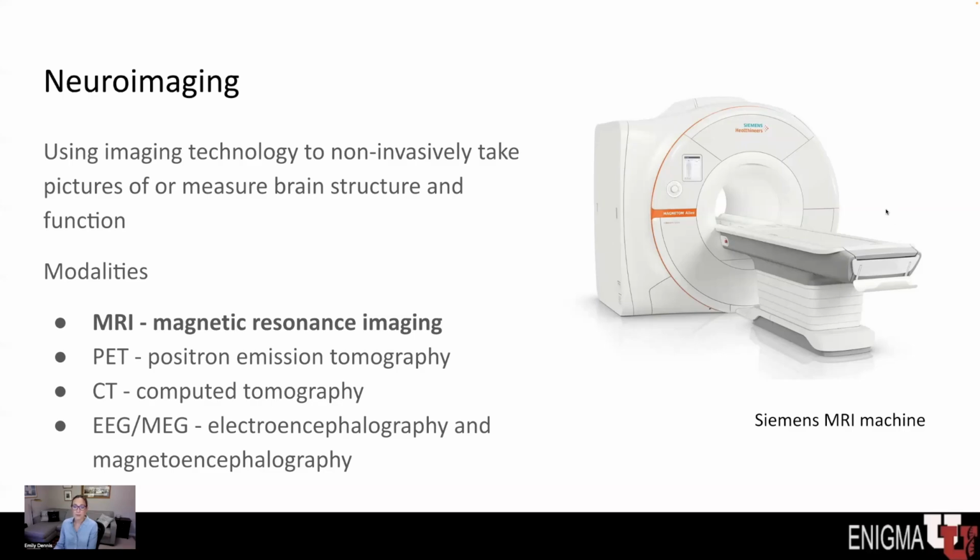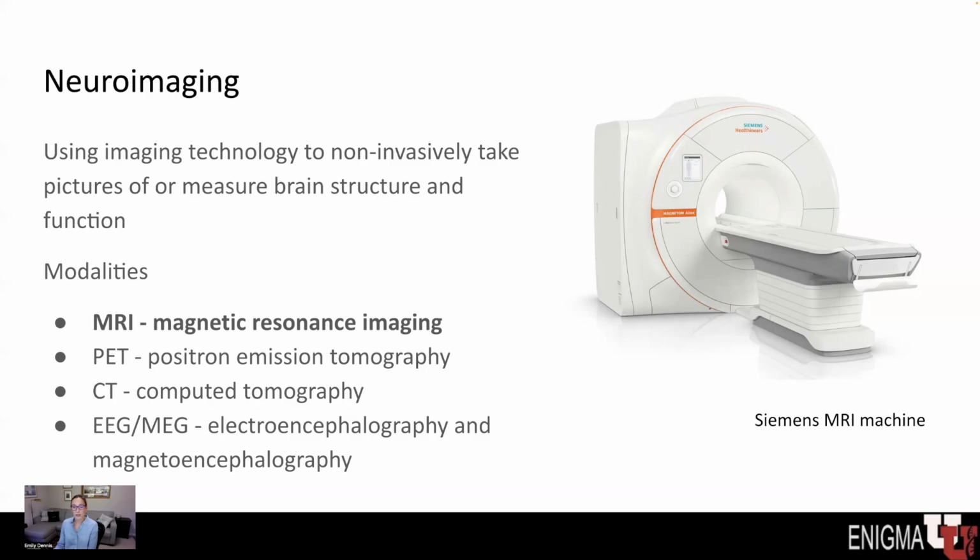are of course different from MRI, but the general idea of what the machine looks like is similar, with a person on a bed being put in the scanner. And lastly, EEG and MEG, that's electroencephalography and magnetoencephalography. So these are some of the modalities that we're going to talk about.